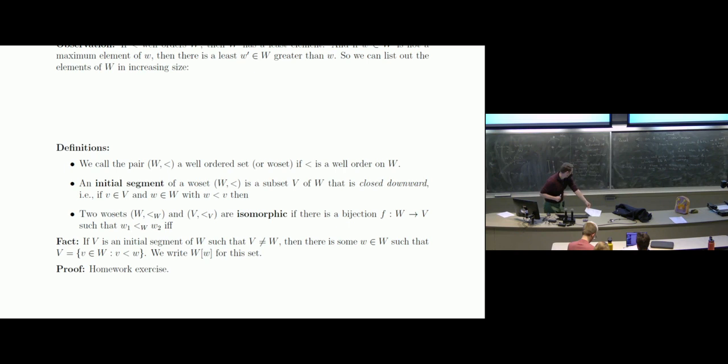Okay, and then isomorphism. We don't want to do algebra in this class, but here we are. So woe sets.